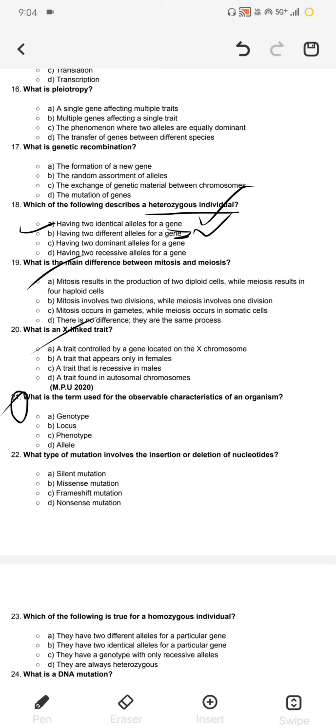Next question is what is the term used for the observable character of a genome, that we can observe? The options are genotype, locus, phenotype or allele. So the right answer here is option C, that is phenotype, obviously.